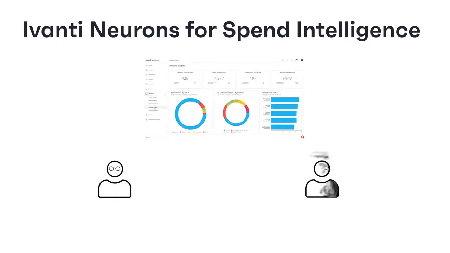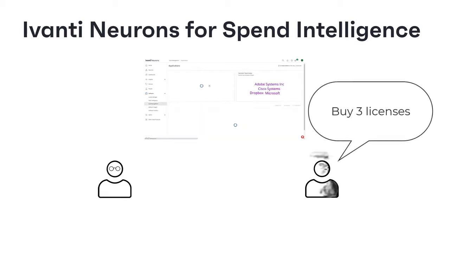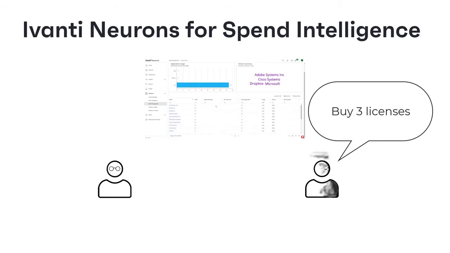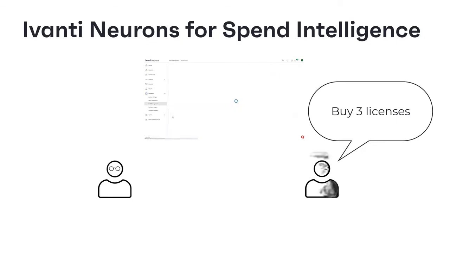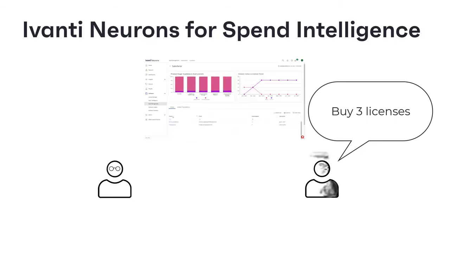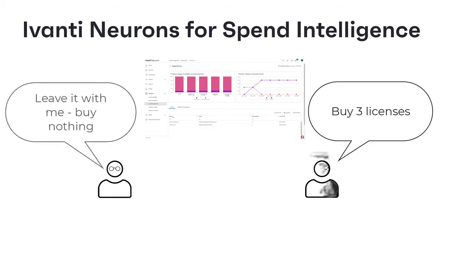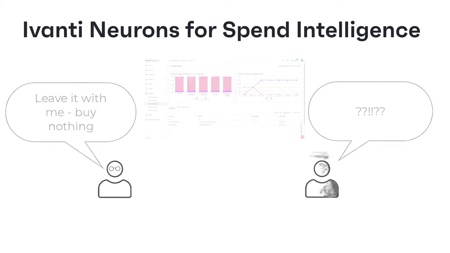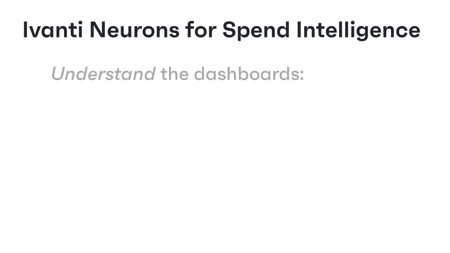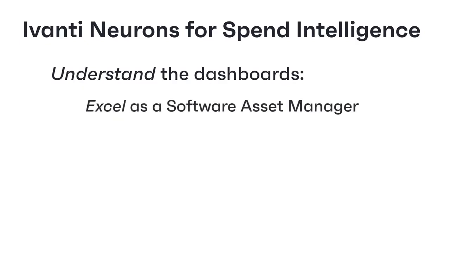These students excelled. In the same way, you can just look at the pretty charts in Ivanti Neurons for Spend Intelligence and report that we've got 2 spare licenses, so we need only buy 3 more for those new starters. Or you can use the dashboards to understand your software estate and report that we've got 2 spare licenses, but I think I can recover more so that we don't need to buy any new licenses for those new starters. Making the effort to understand what Ivanti Neurons for Spend Intelligence is showing you will help you to excel at software asset management and can save your organisation a lot of money.